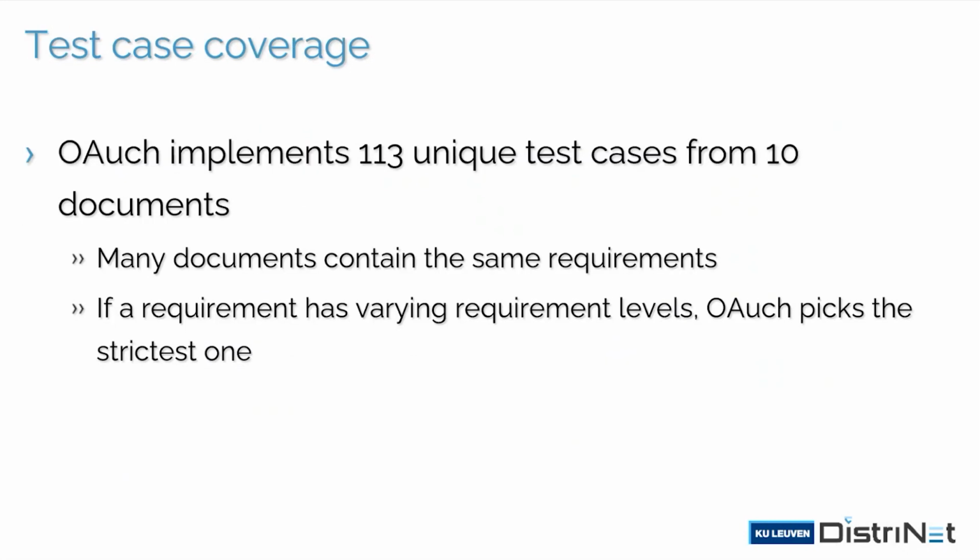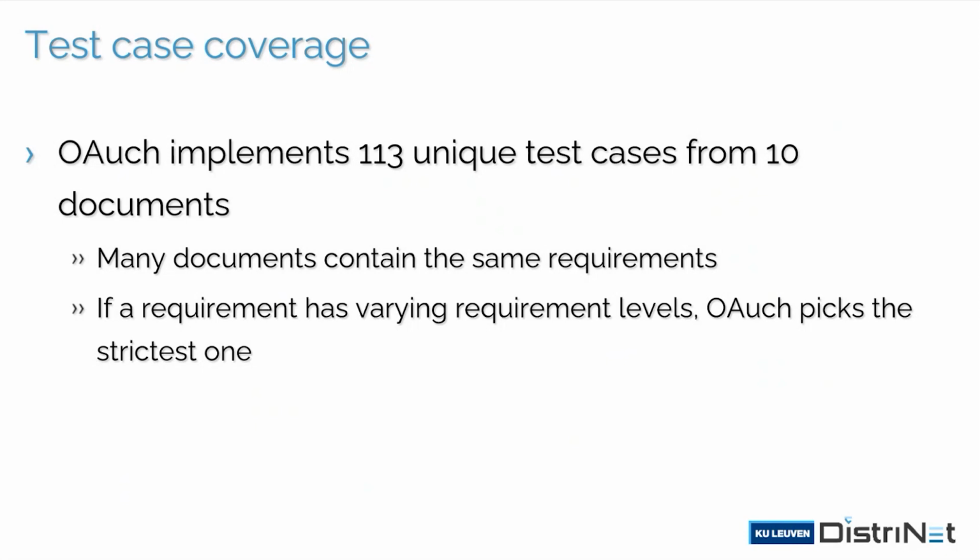So in total, OAuch implements 113 of these test cases, right? They come from various RFCs and other draft documents, and also, of course, the security best practices document, which is obviously an important document. Sometimes the same security requirement, like the one we just saw, occurs in multiple of these documents, sometimes even multiple times in a single document. This sometimes leads to a situation where a security requirement has different requirement levels. In one document, it might be a must. In another document, it might be a should or a may, right?